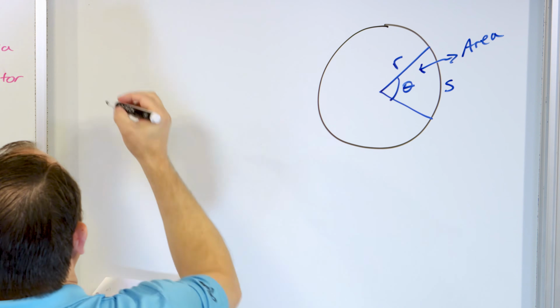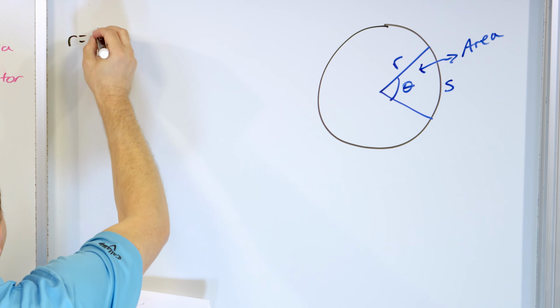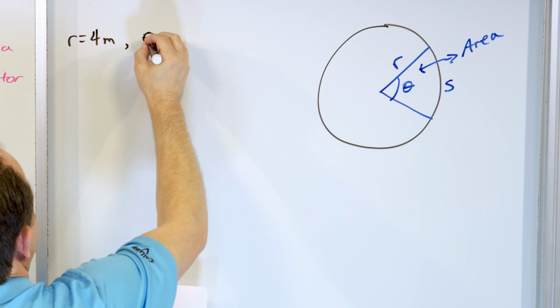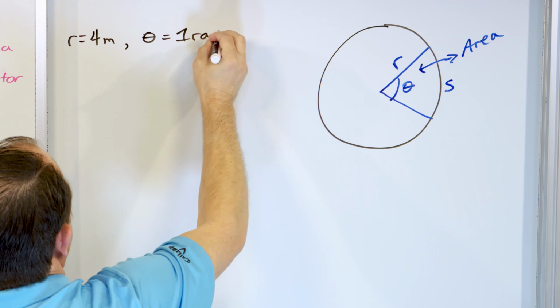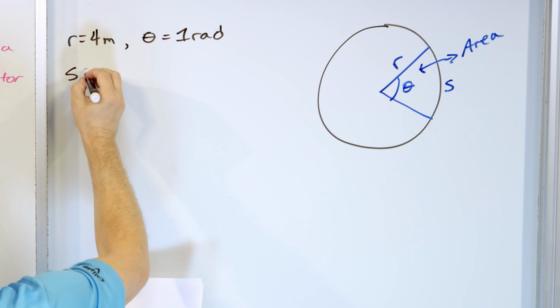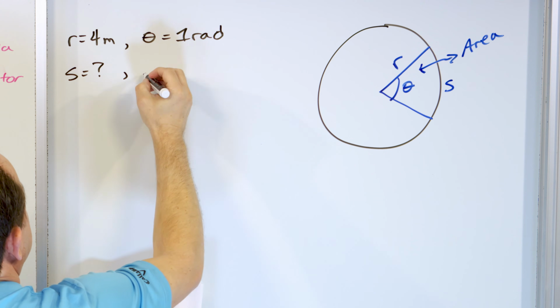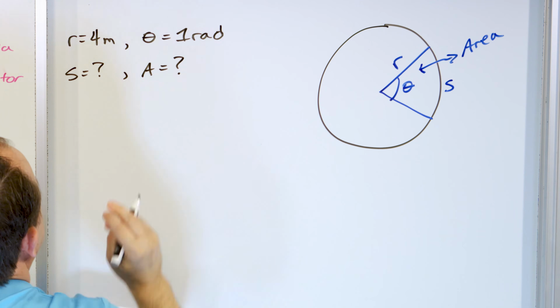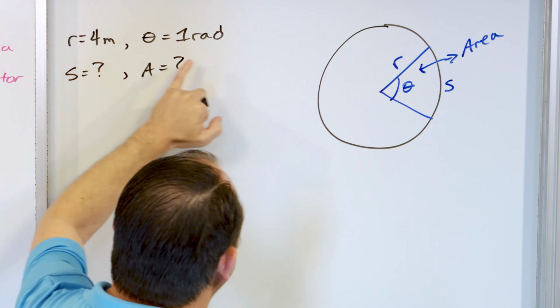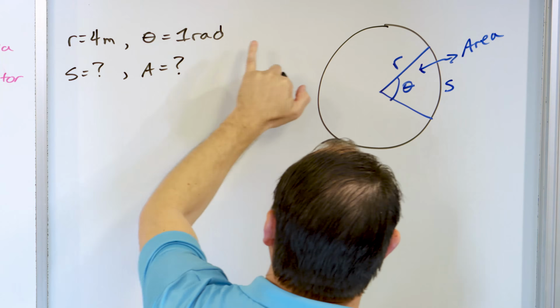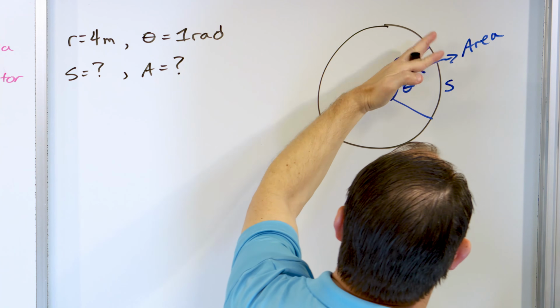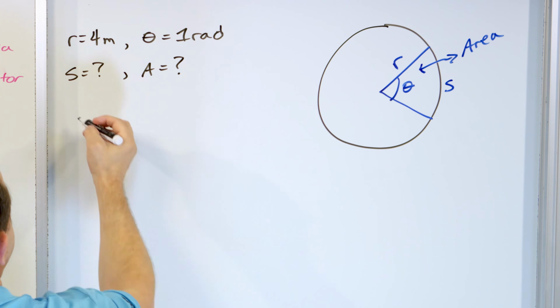So I'm going to give to you that the radius is equal to 4 meters. I'm going to give to you that theta is equal to 1 radian. And I want to calculate the arc length, and I want to calculate the area of that sector. So now I'm just giving you numbers. I'm telling you that this is a 4 meter radius circle, and I'm going only 1 radian in terms of the angle there.